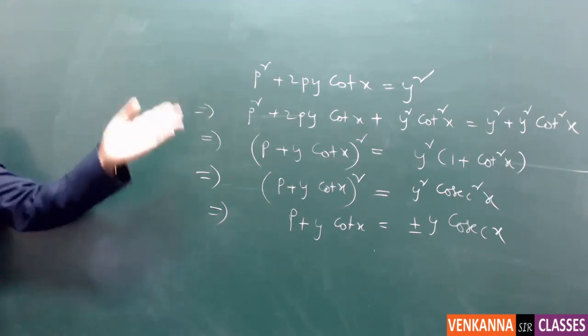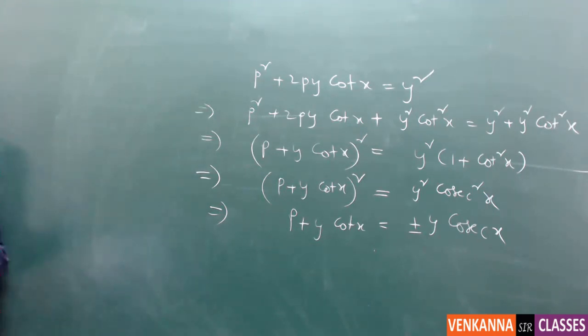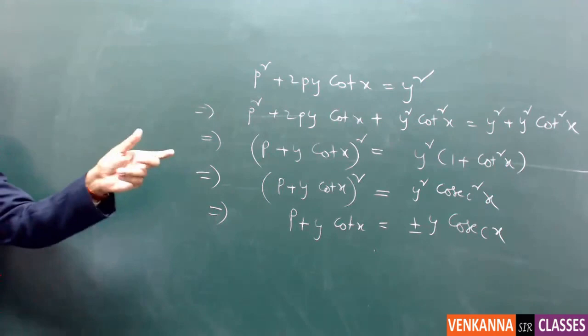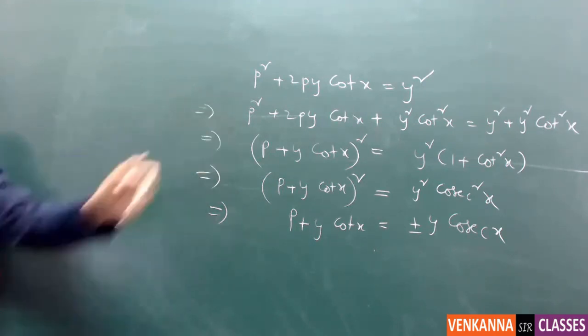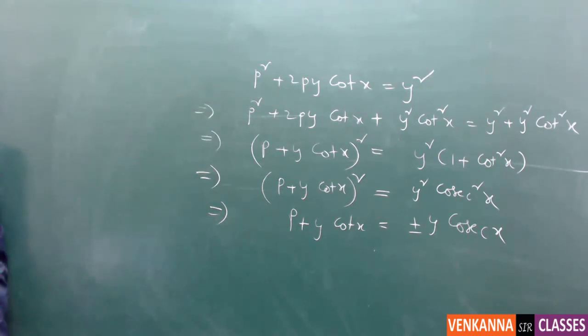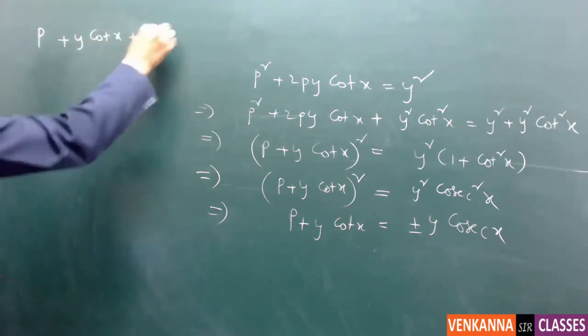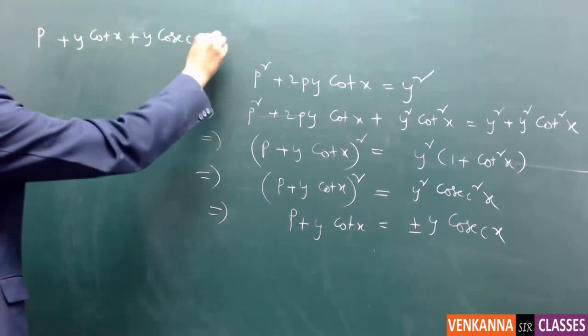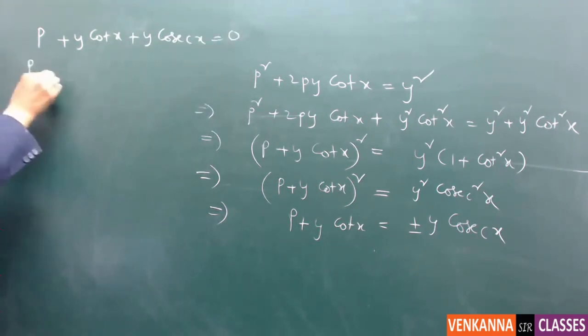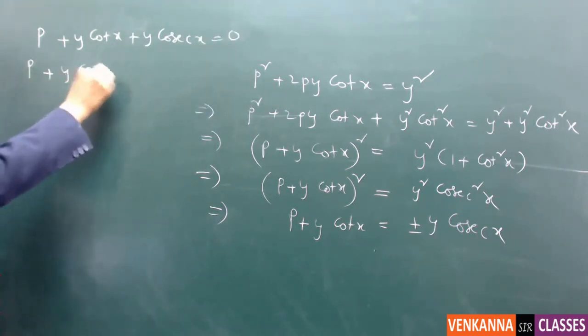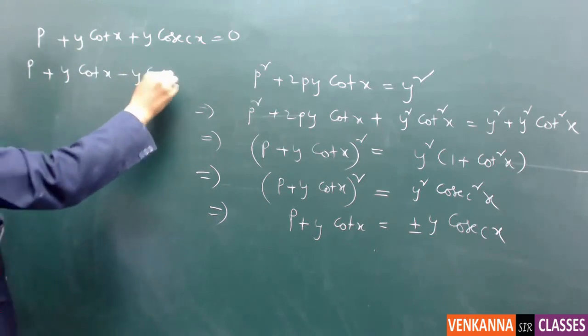It is the other way around. By adding a term on both sides, you are going to rectify it as a square of something. Now you have two factors. One thing is p plus y cot x plus y cosecant x equal to 0. p plus y cot x minus y cosecant x equal to 0 is the other.